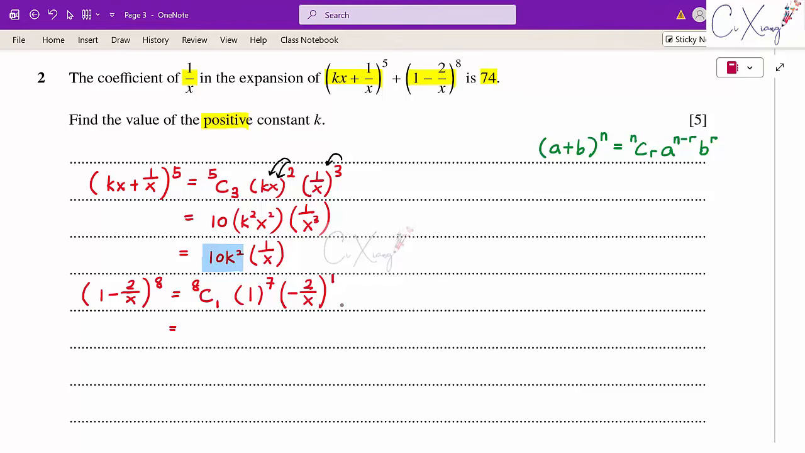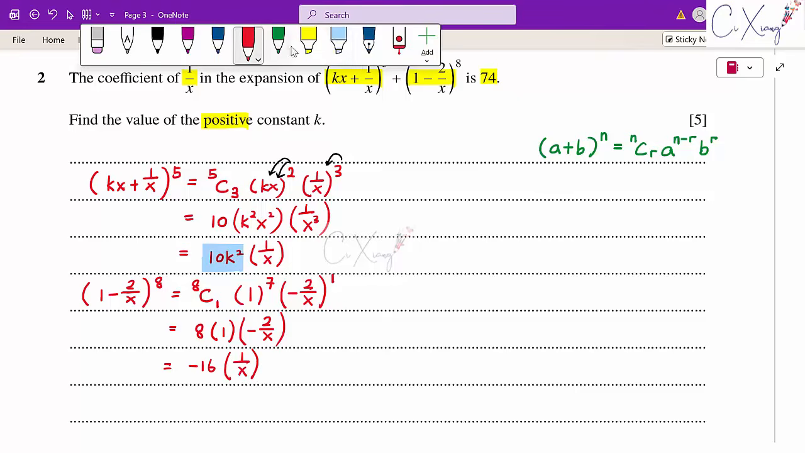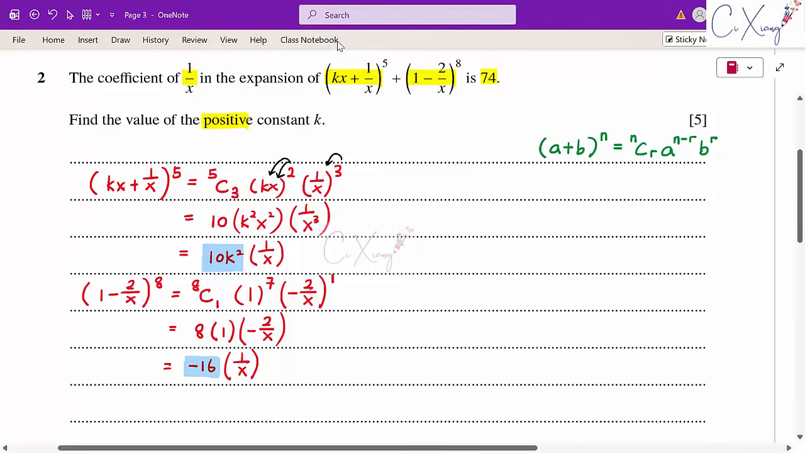8C1 will give you the value of 8. 1 power 7 is 1. Negative 2 over x power 1 will give you negative 2 over x. And if you simplify all this here, you'll be having negative 16 multiplied with 1 over x. So we are having negative 16 as the coefficient for 1 over x in this particular binomial expansion.